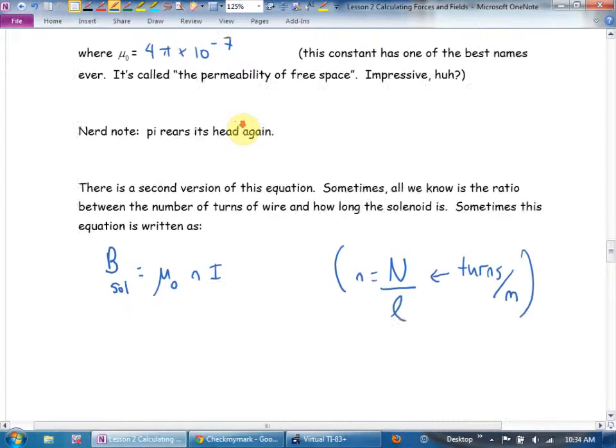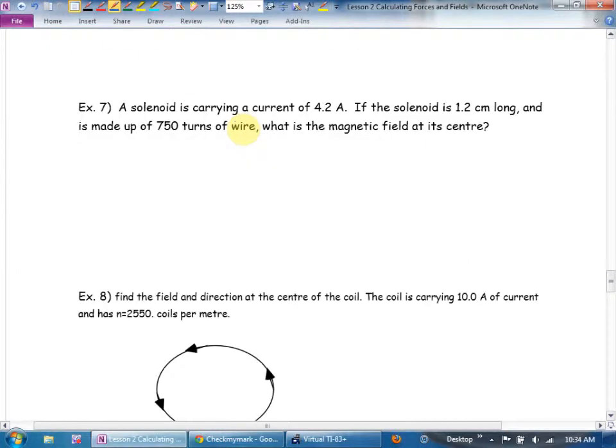Example 7. A solenoid is carrying a current of 4.2 amps. If the solenoid is 1.2 centimeters long, and it's made up of 750 turns of wire, what's the magnetic field at its center? What does this question want me to find? Magnetic field. What's the variable we've been using for 3 days now for magnetic field? B equals. What's the only equation on your formula sheet that has B equals?